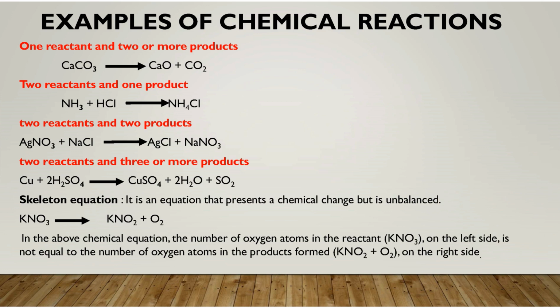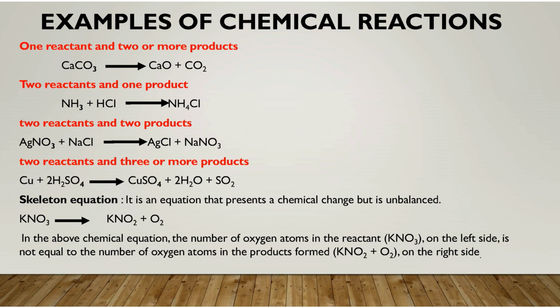Next condition is 2 reactants and 3 or more products. Means reactant is 2 and product will be 3 or more. So the example is here, copper plus sulfuric acid. H2SO4 is sulfuric acid. Then it will form CuSO4, copper sulfate, plus water plus sulfur dioxide, SO2. So these are the conditions in which we can write the chemical reaction.